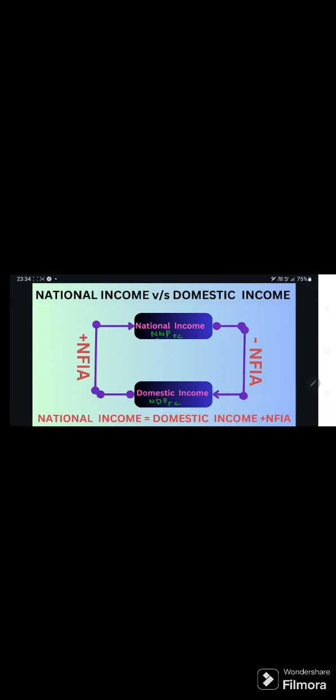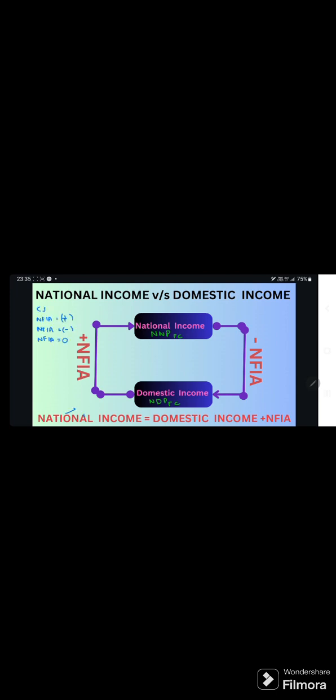National income is also known as net national product at factor cost, and domestic income is also known as the net domestic product at factor cost. Sometimes if you are asked to find national income, you can add domestic income and net factor income from abroad, and you will get the national income, which is nothing but net national product at factor cost.